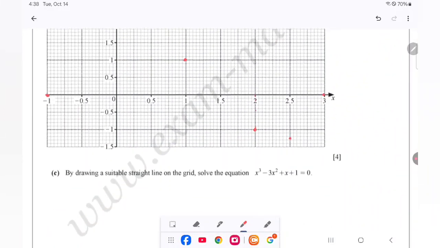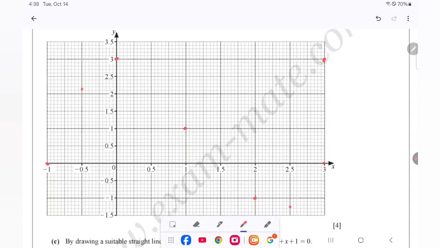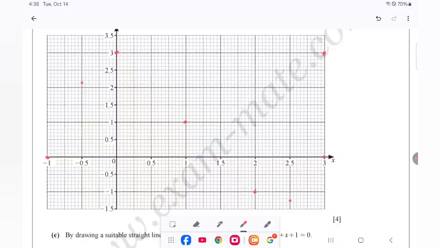On 1 x, the y is also 1, put the points. By putting all the points in the graph, we can simply form a graph which is like this.